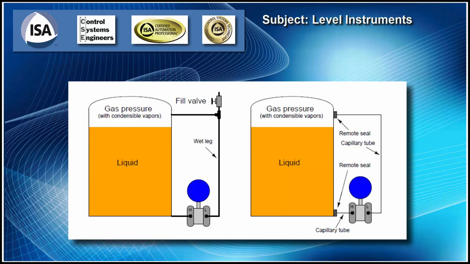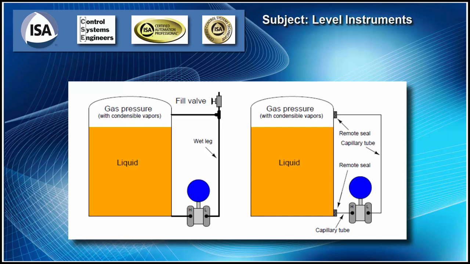Okay, let's talk about wet legs for a minute. Here we see a wet leg, and one is a seal. We've already talked about that, and typically it'll have a silicone fill. We don't have to worry about that. But in this tank where we've got a gas with a condensable vapor, the vapor will condense and come down the wet leg. Well, if our wet leg changes height, of course, we've lost our calibration. We don't know what height we've got inside the tank. So we have to keep this wet leg filled. You always have to have a fill valve so you can fill that wet leg up.